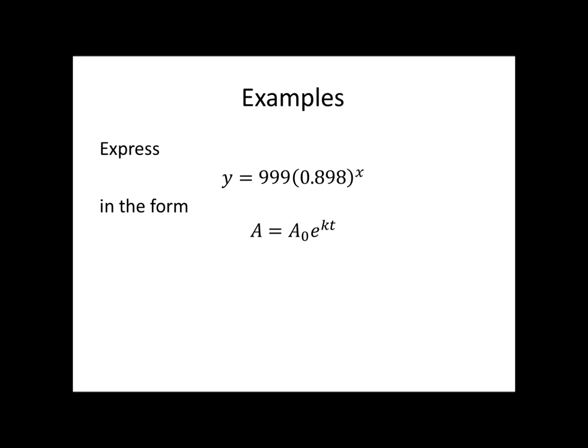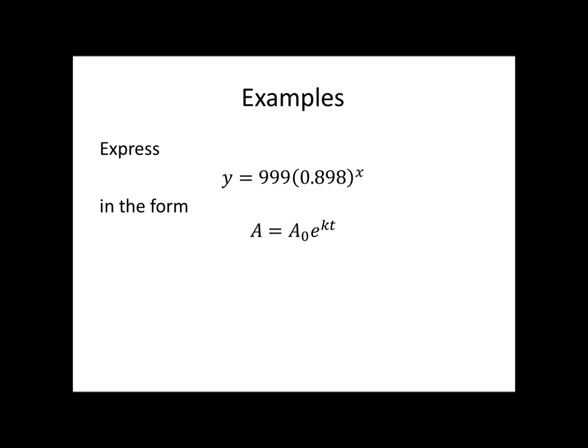Let's take a look at our last example. This is going to prove useful for some story problems. They're going to give you an equation like y equals 999 times 0.898 to the x. Now, it's better for us when we want to punch it into a calculator. We're actually going to be fitting it to a curve. It's better for us if instead of this weird base number 0.898, it was a power on e. So we need to fit it into this new form: A equals a naught e to the kt.